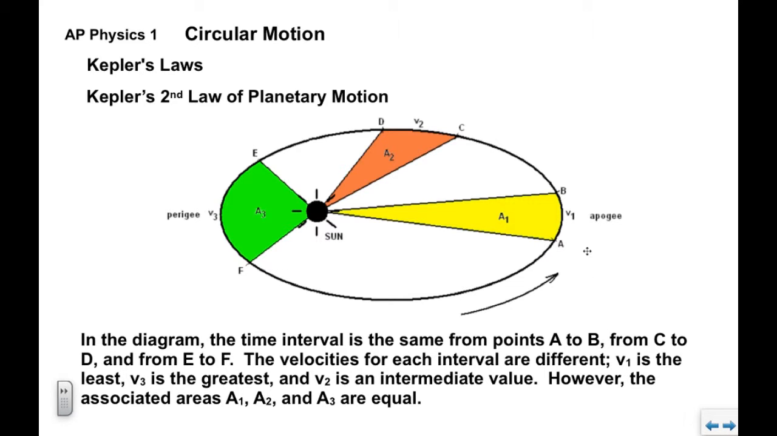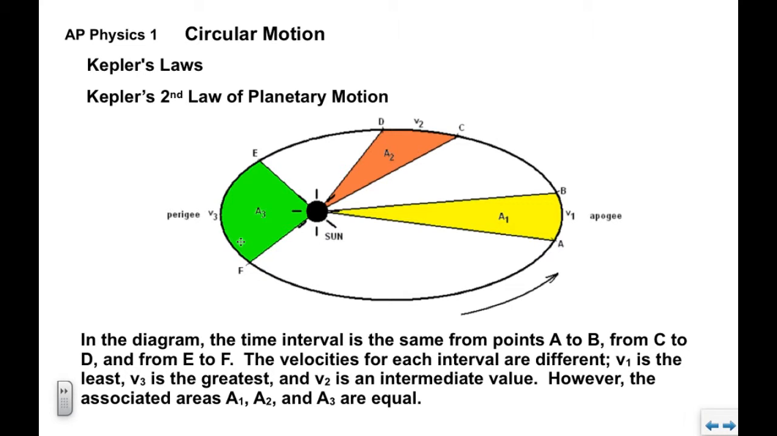So when we look at this interval, say from A to B, and then this interval from C to D, and this interval from E to F, the time intervals are the same. So this might represent, depending on how far away the planet is from the sun, a month or a week or a year, depending on how long the actual orbit is.